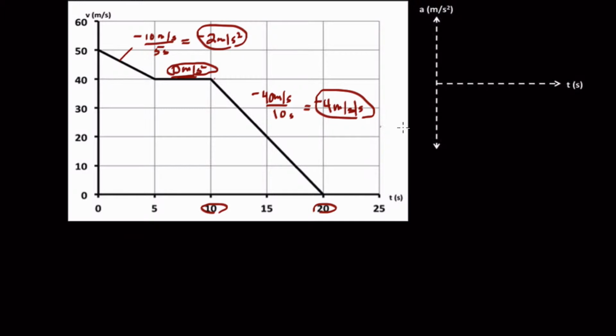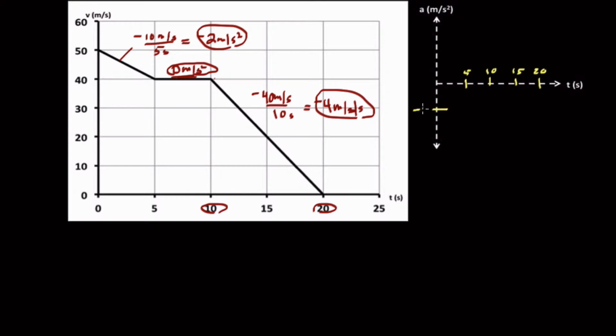So to make this corresponding acceleration time graph, I'm going to make sure I number the horizontal axis, this time axis, the same way it's numbered in the velocity time graph. This is just information for the exact same event. So we have changes happening at 5 seconds, 10 seconds, and 20 seconds. So I'll number this by 5s. So it's 5, 10, 15, 20. And before we do that, let's number our acceleration axis.